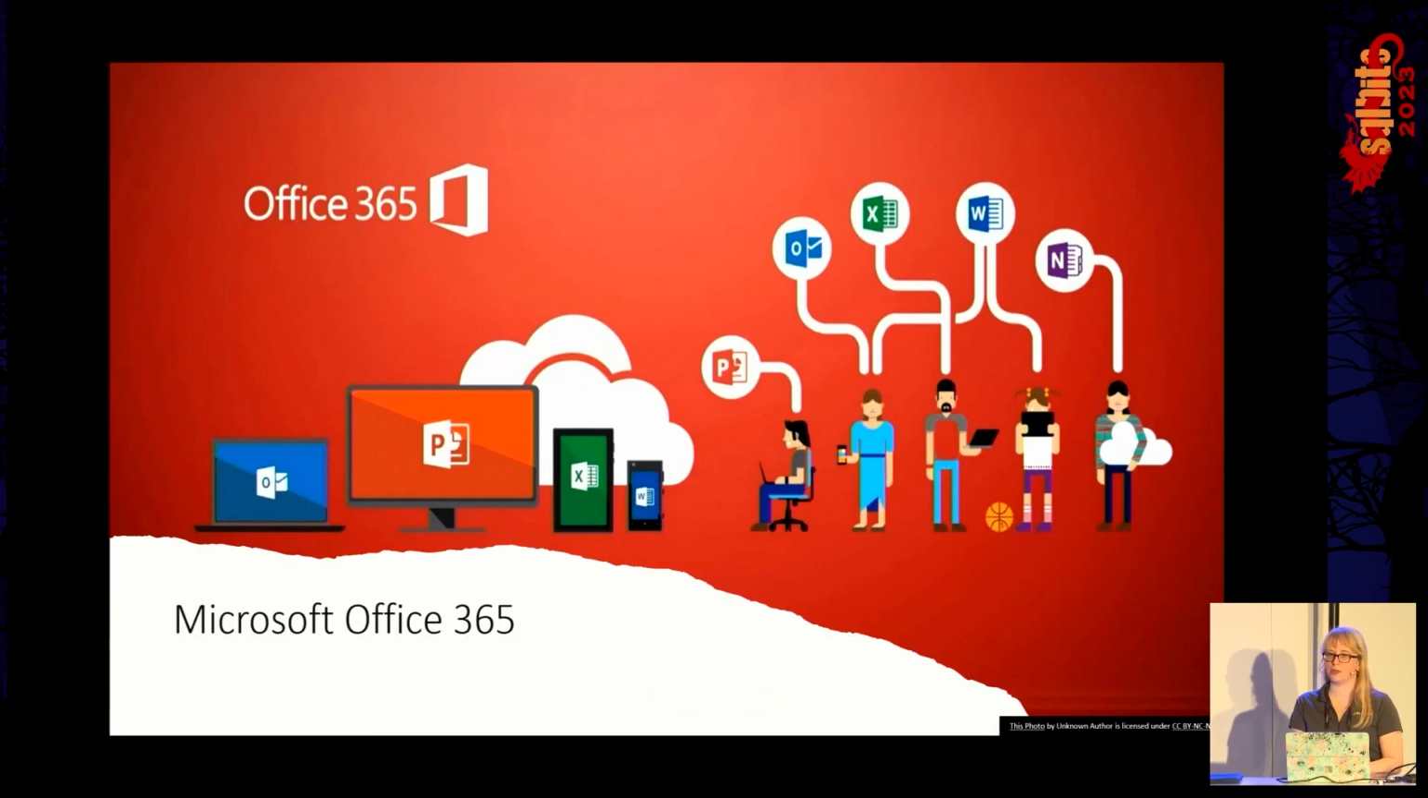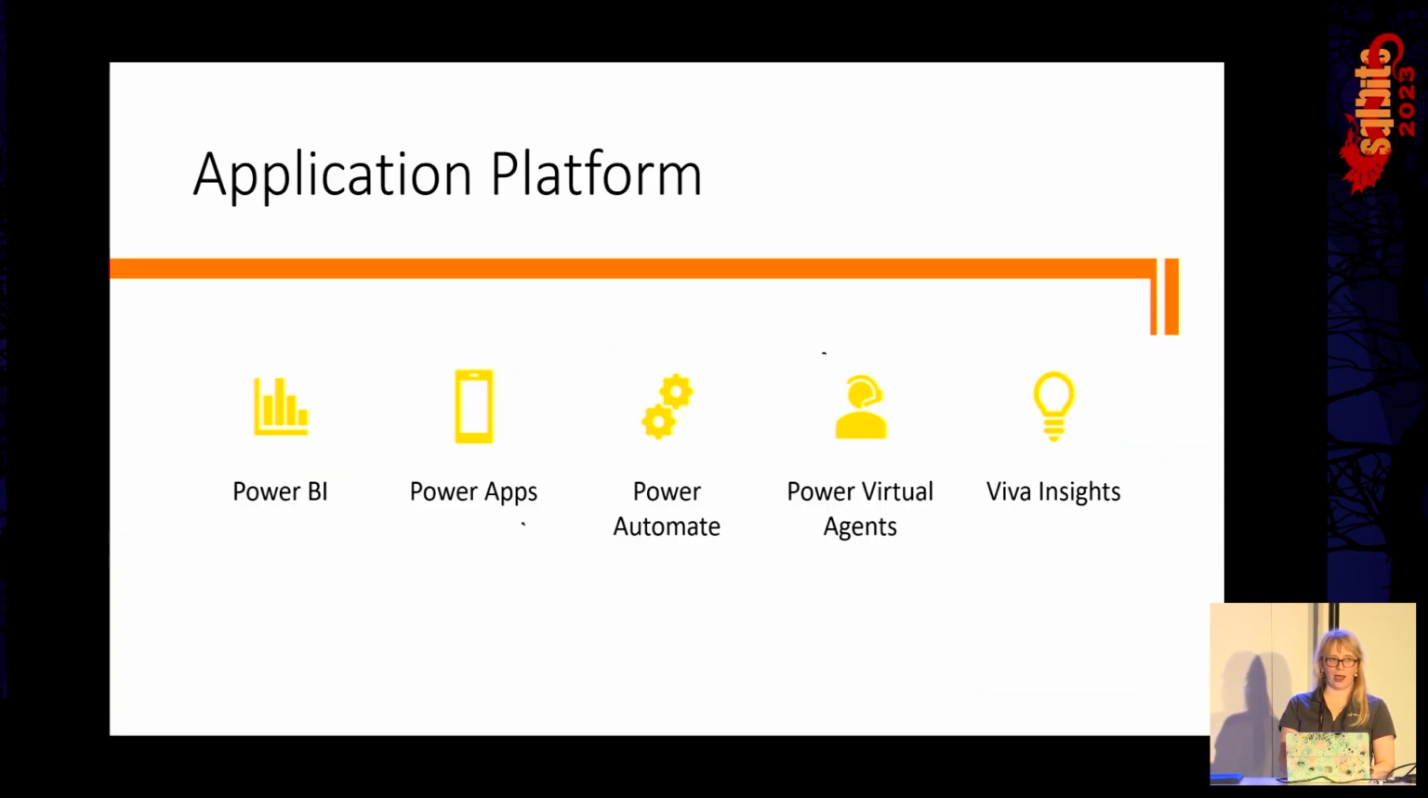And of course, Office 365. Anything with AI, with cognitive services going first, so Office 365. And there are a lot of AI that we can easily use. And as well with application platforms, so like Power BI, Power Apps, Power Automate, Power Virtual Agents, or Viva Insights.